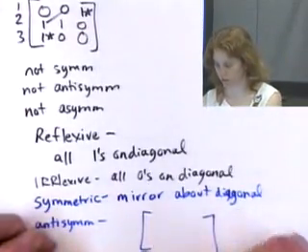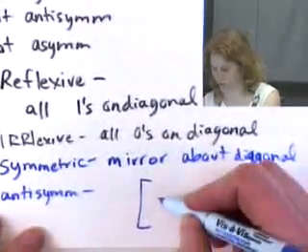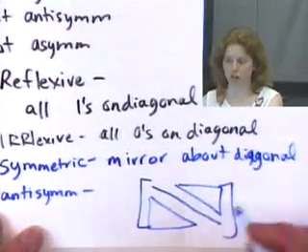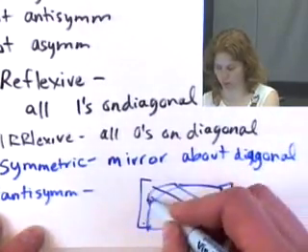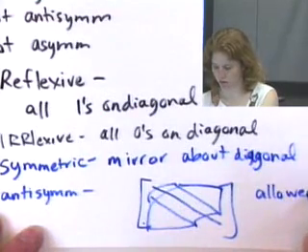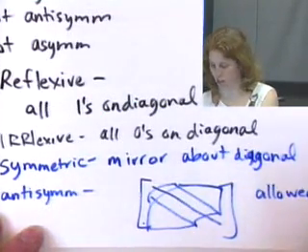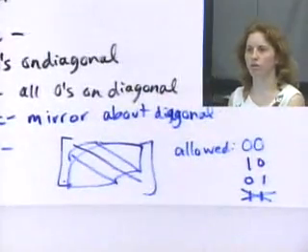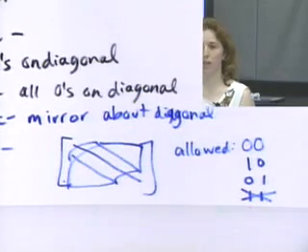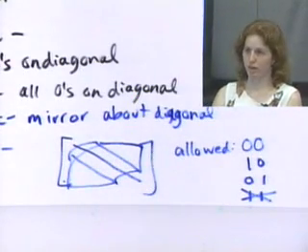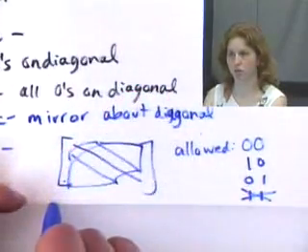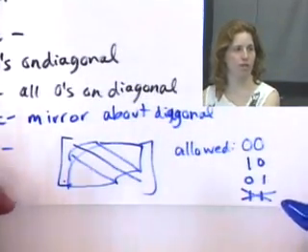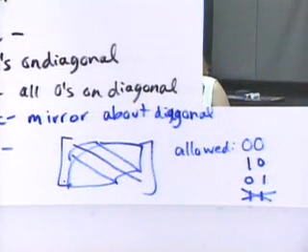So if I draw my matrix, let's make this bigger. Remember I drew 3 sections last time? If I fold these and match them up, I'm allowed to have 0, 0 if I fold them over. I'm allowed to have 1, 0, and 0, 1, but I'm not allowed to have 1, 1. So that's for antisymmetric. If I look at that triangle when I fold it over, I can have 0, 0, I can have 1, 0, I can have 0, 1, but I can't have 1, 1. Are there questions about that?